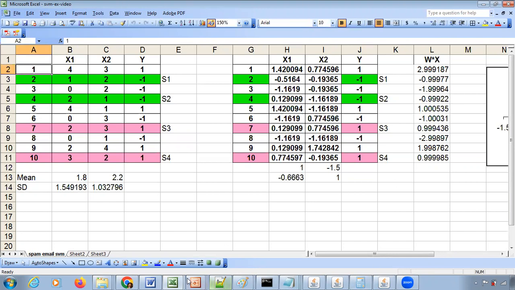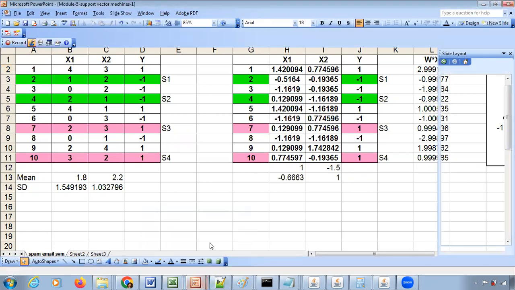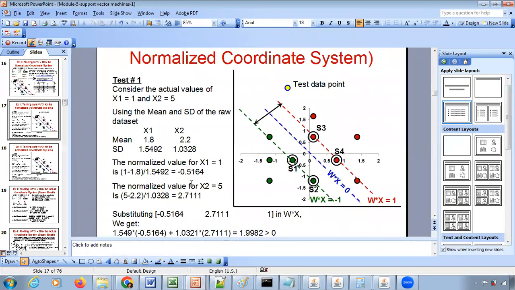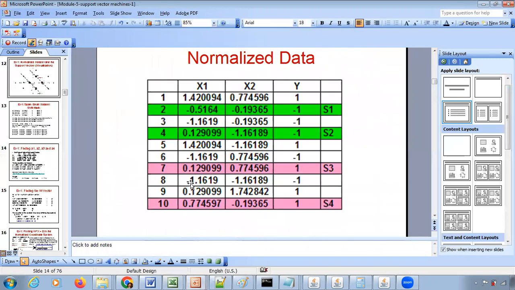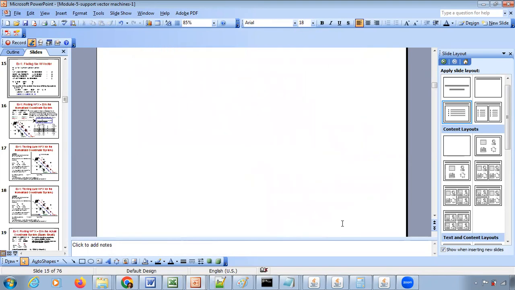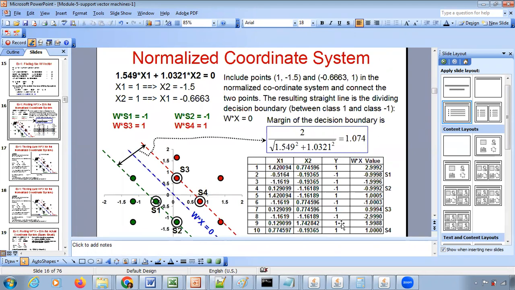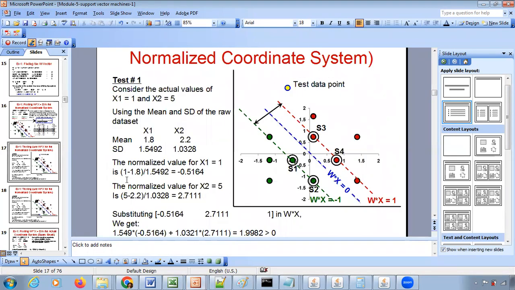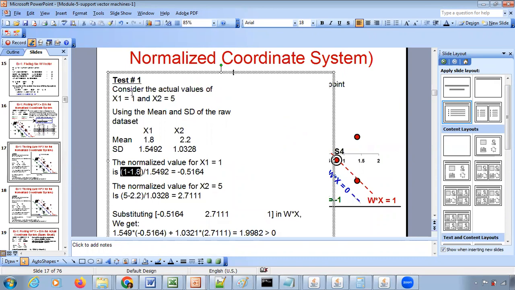So we need to transform this to normalized scale, and we know how to do that. Just use a formula. The raw data x1 minus the mean of x1, divided by the standard deviation of x1. So again, the raw minus mean inside the parenthesis, the whole thing divided by standard deviation, as I showed here. So for x1, the raw data is 1 minus 1.8. So that's the whole thing inside parenthesis. The whole thing divided by the standard deviation 1.5492. So that gives you negative 0.5164.